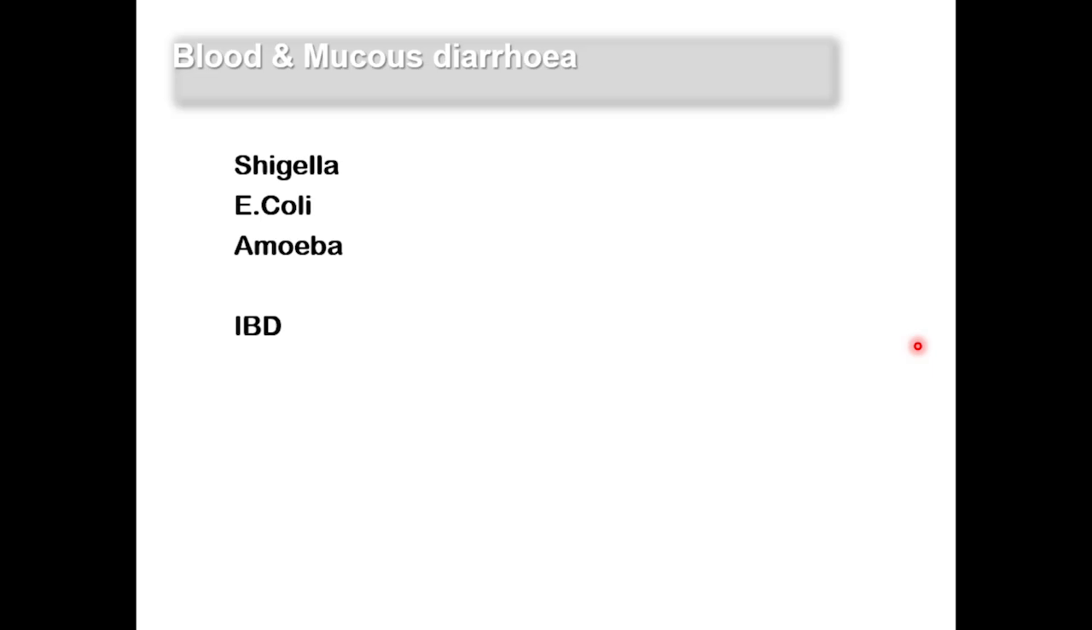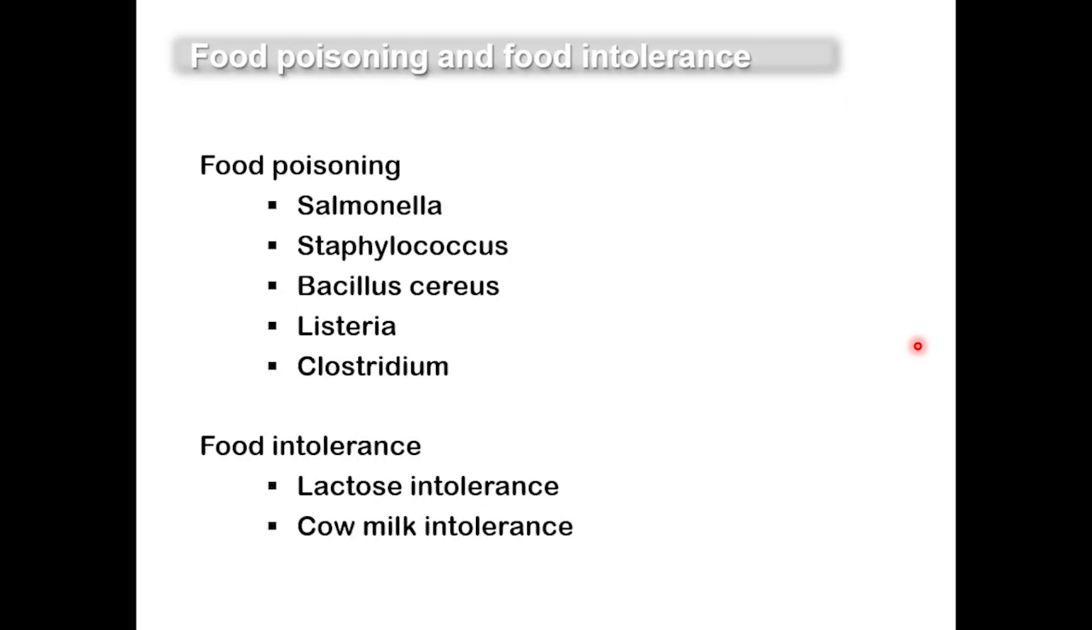The common blood and mucus diarrheas are shigellosis, E. coli, amoeba diarrhea, and inflammatory bowel disease. But when you get blood and mucus diarrhea, always exclude intussusception, because intussusception presents as blood and mucus diarrhea, and it is a surgical emergency.